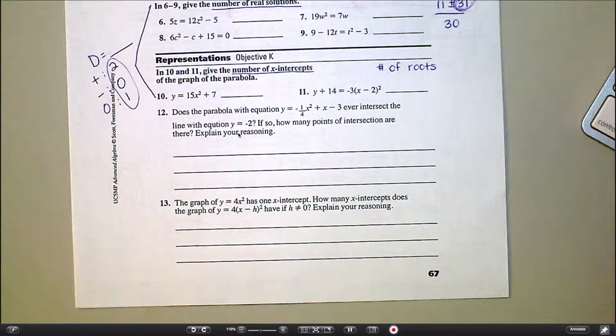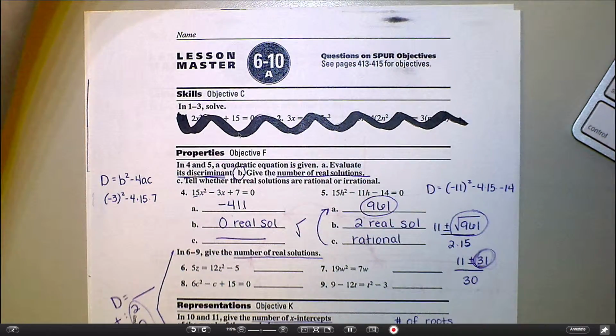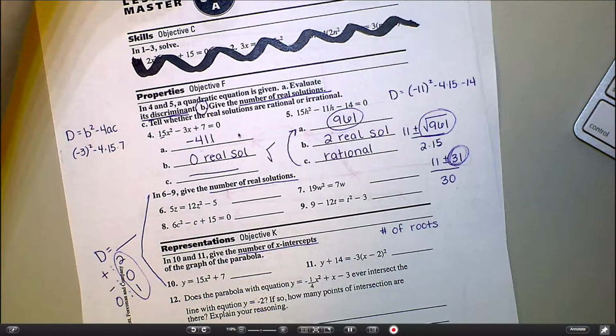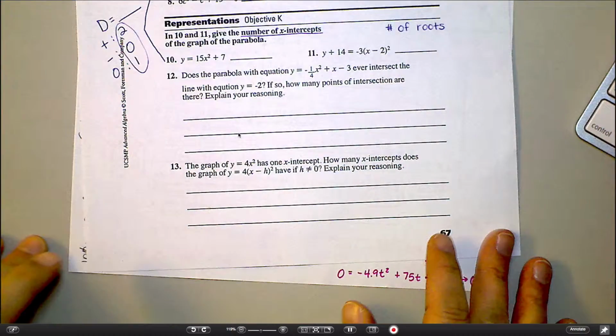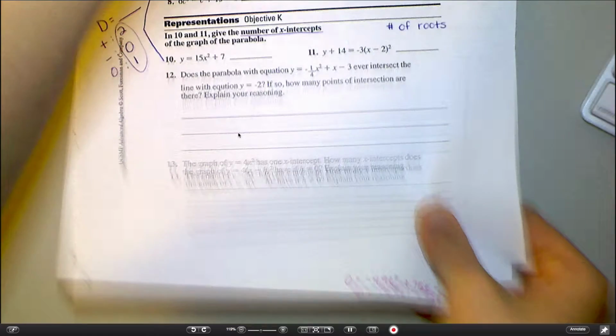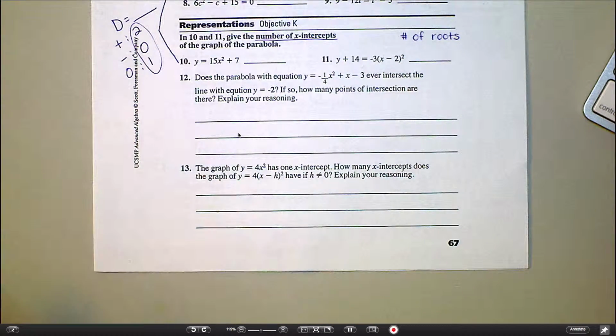Okay, last one. This is from Lesson Master 610A from your homework packet that you're hopefully finishing up over this weekend. And I just want to give a real quick overview of 12 and 13. I'm not going to do them completely for you, okay, just so you know. I'm not going to get you all the way to the answer, but I at least want to give you a way to think about it.